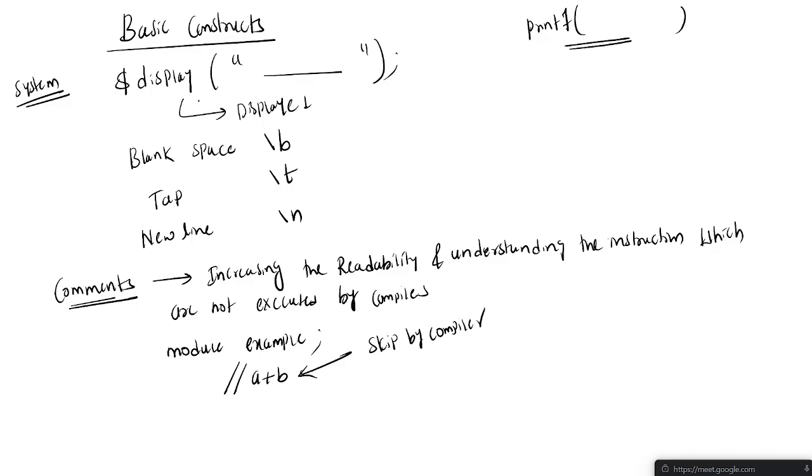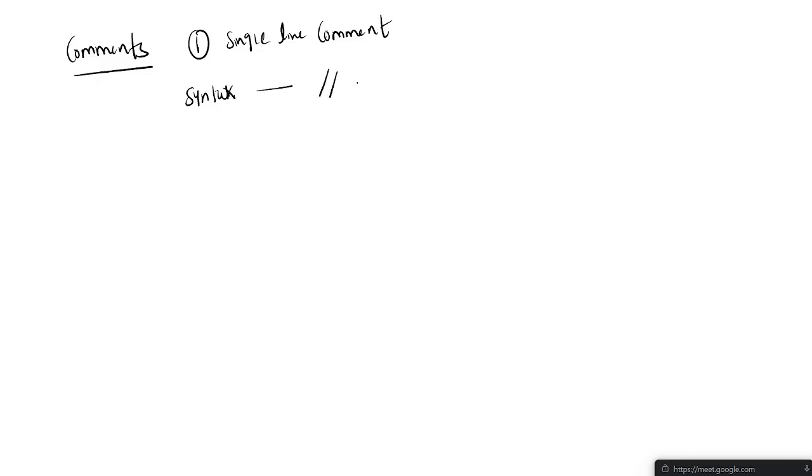Yes, sir. Understood. Okay, so you have comments. In comments, you have one, the single line comment. Single line comment means the syntax will be like this: double slash, SLC, single line comment. That is nothing but it will be followed by double slash. So this is a single line comment.